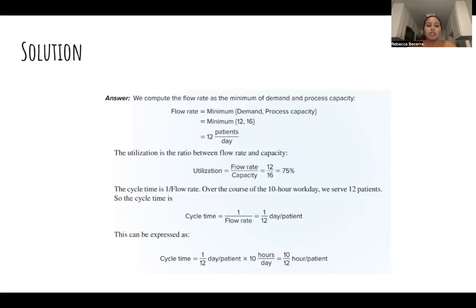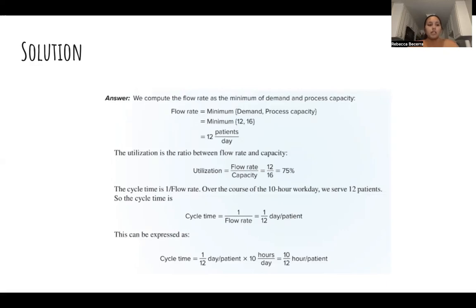Next, what is the utilization of the doctor? The utilization, just to reiterate, is the ratio between flow rate and capacity. Our flow rate in this case, which we got at the question above, is 12. And the capacity, what the doctor is able to do, is 16. So if we take 12 divided by 16, it's going to be 75%. So not 100%, but 75% utilization of the doctor.